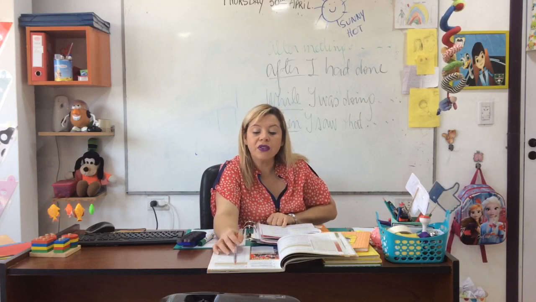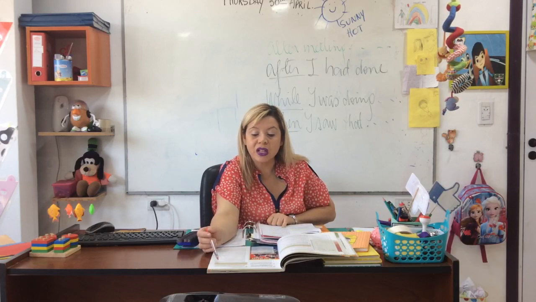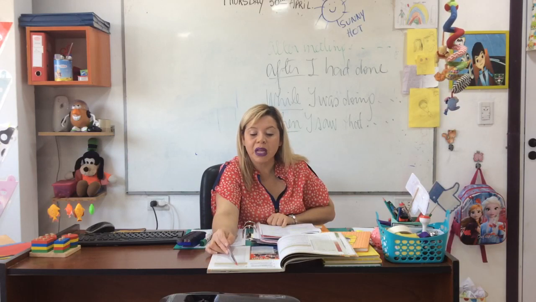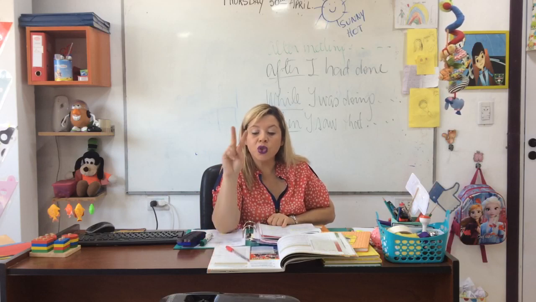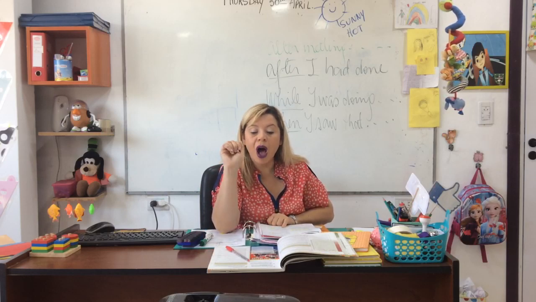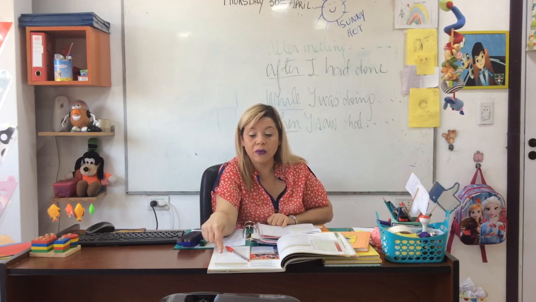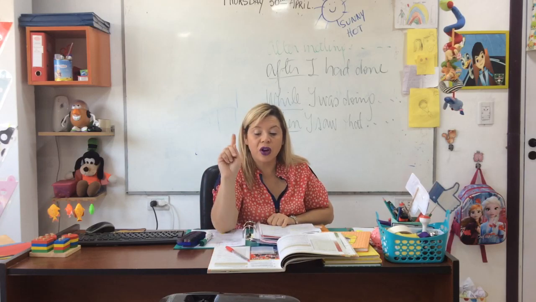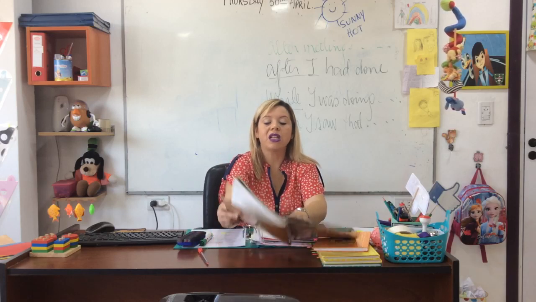So in exercise three, I want you to really pay attention because you have to complete the second sentence so that it has a similar meaning to the first sentence using the word given in bold. Okay? You must use between two and five words, including the word given in bold. There are some extra clues to help you. Okay? Number one. Pay attention here.